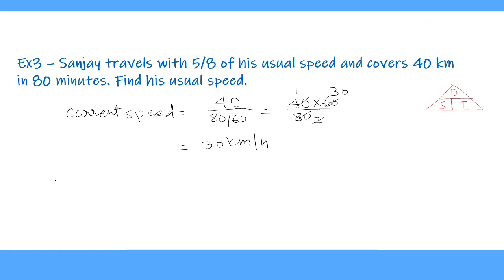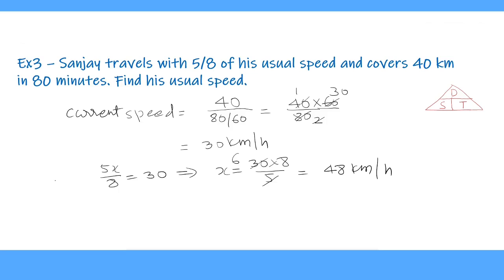Now this is not Sanjay's actual or usual speed. It is 5/8 of his usual speed. So we have to find the usual speed. So if x is his usual speed, then 5x upon 8 equals 30 km per hour. So x equals 30 multiplied by 8 divided by 5. 5 divides 30 six times. So 8 multiplied by 6 equals 48 km per hour. So Sanjay's usual speed is 48 km per hour.